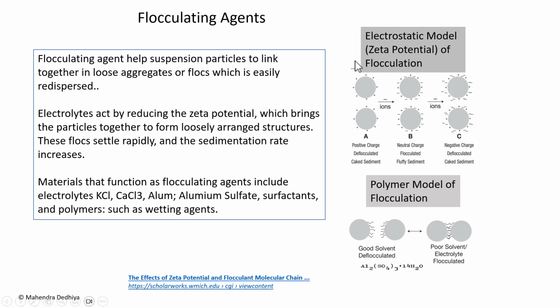And we looked at zeta potential in the previous videos. If the zeta potential is high, it will form a deflocculated cake sediment. If we neutralize that charge by adding flocculating agents such as potassium chloride, calcium chloride, or aluminum sulfate, it will neutralize the charge. It would produce flocculated sediment because repulsive forces between positive and positive charge have been reduced in this system.